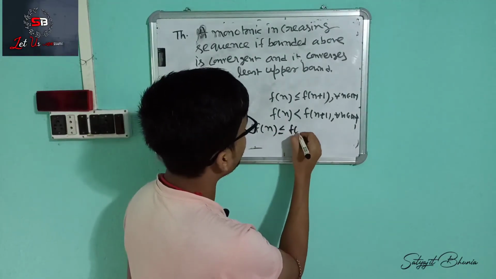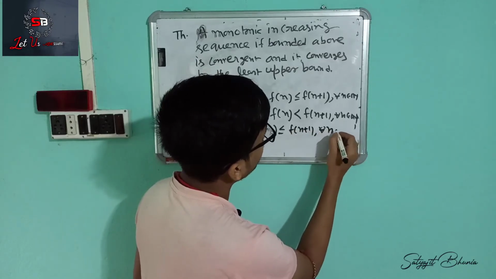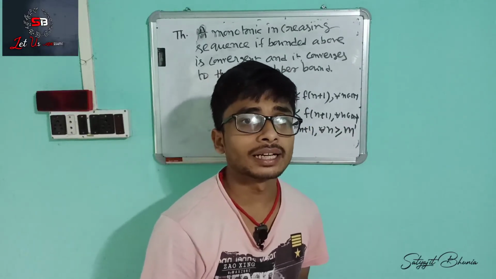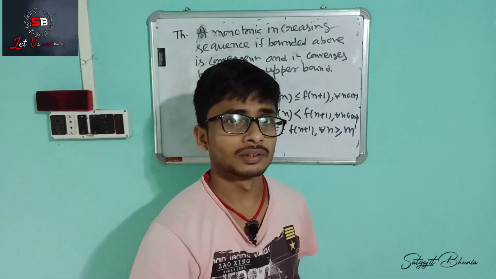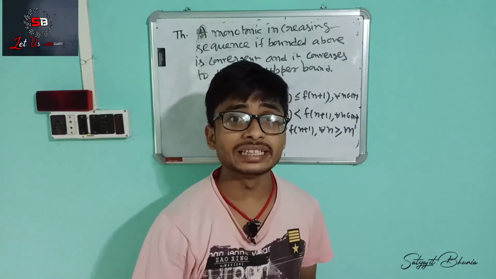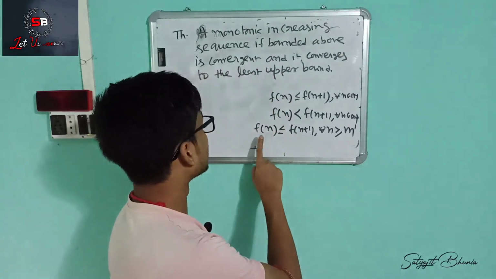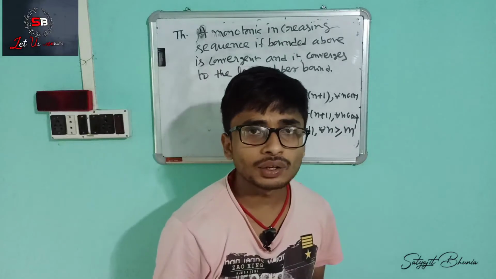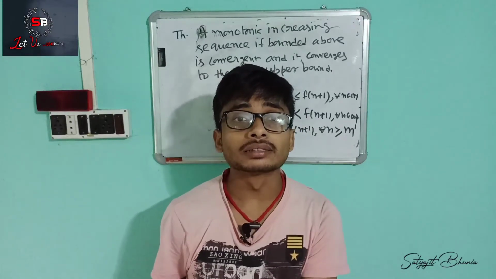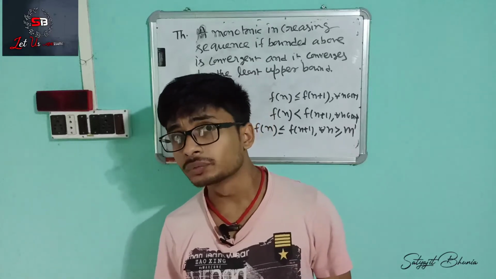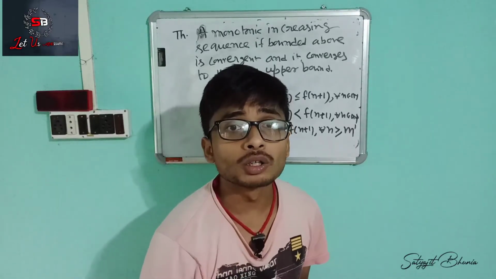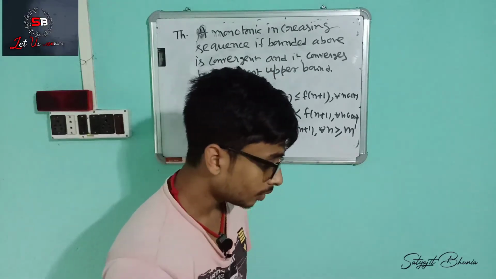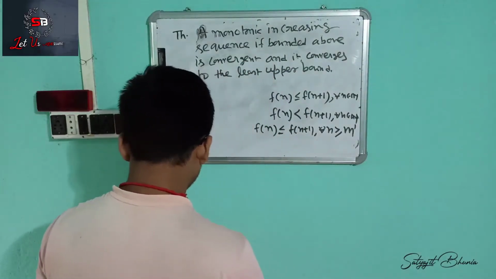If fn is lesser or equal to fn plus 1 for all n greater or equal to m, that is, there will be another natural number m after which, when the value of n is greater or equal to m, the sequence maintains and satisfies this relation, then we will call the sequence fn the ultimately monotonic increasing sequence. So let's start the proof.